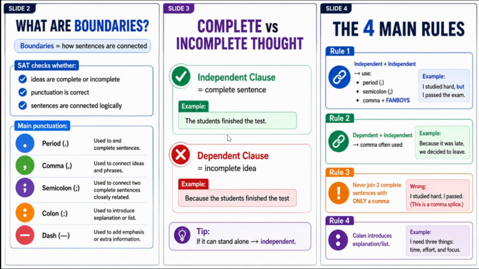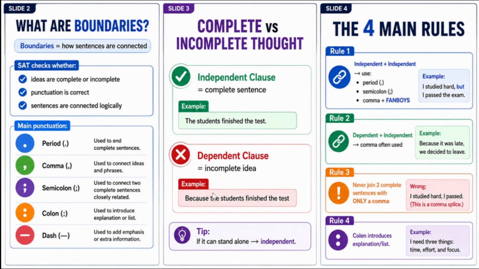Now let's look at the dependent clause. Because the students finished the test. This is incomplete. The word because creates an unfinished idea. We expect more information. So remember, if it can stand alone, it is independent. If it sounds unfinished, it is dependent.